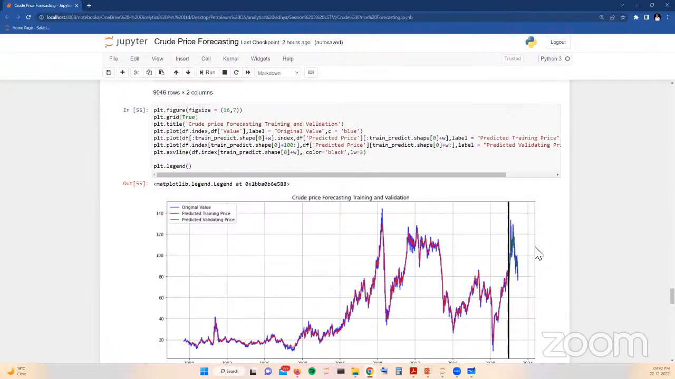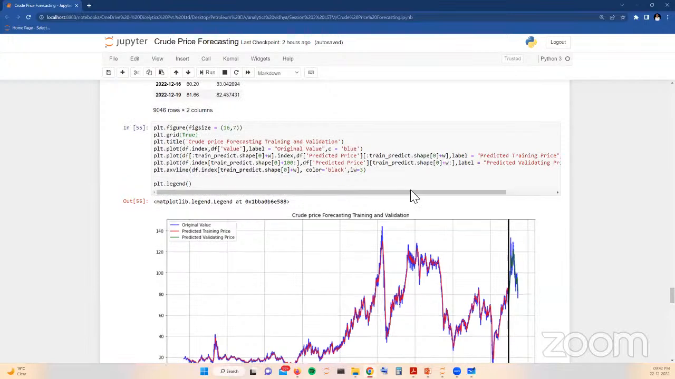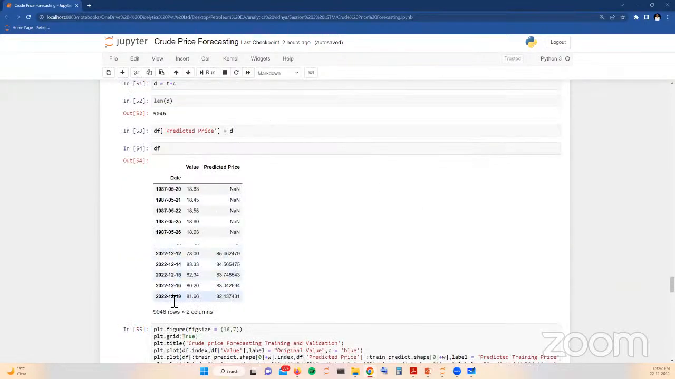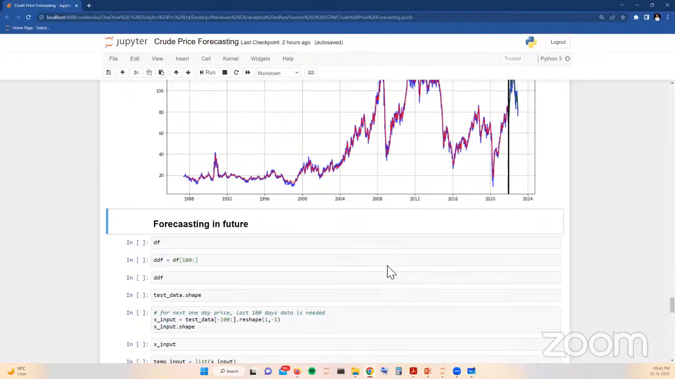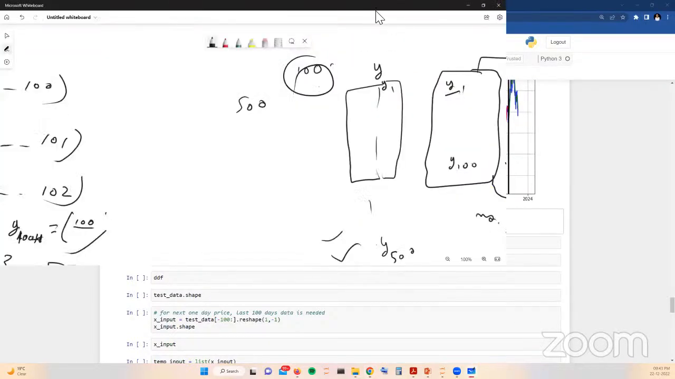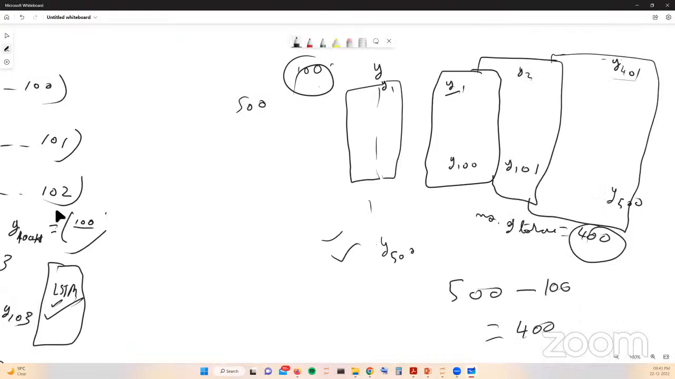Now comes the question: how to forecast in the future. Testing I have done, I had the data till 19/12/2022, and I just did the testing. But how to predict in the future, how to predict 20 days in the future, 30 days in the future? So let's see. Here, again, let me open my whiteboard and use the logic, the exact logic.